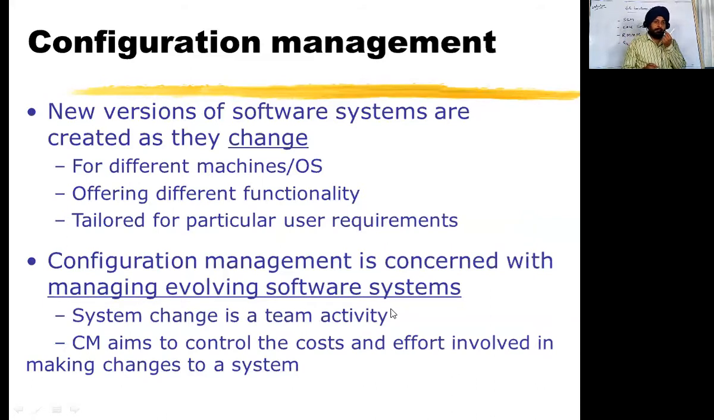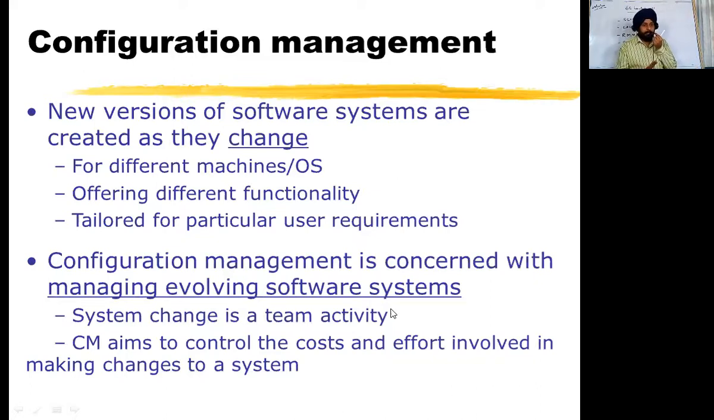New versions are also created for different machines or operating systems. If there is a change in the working or implementation platform of your software product, then the change has to be brought into the software according to the compatibility issues of the new machine or the new operating system. If you want to offer new functionalities, then change has to be made, and it is tailored for particular user requirements. If a customer wants something to happen in a particular way, you have to tailor certain changes according to the demand of that particular customer.